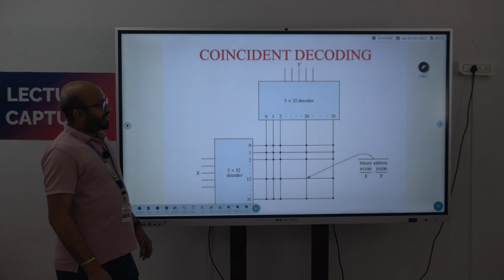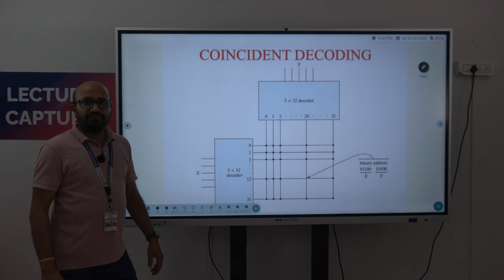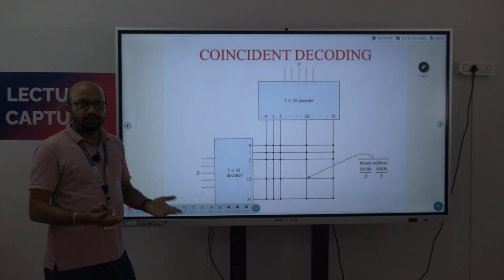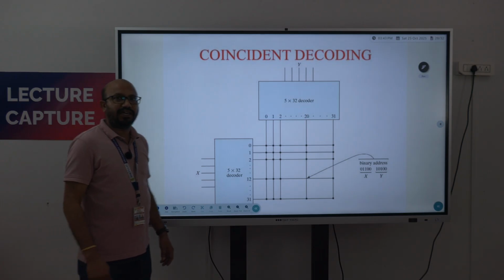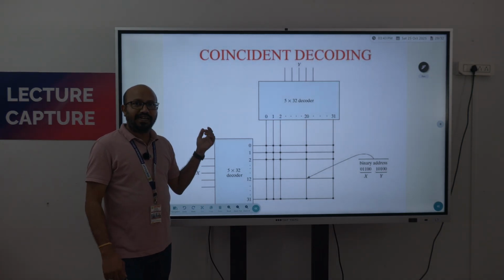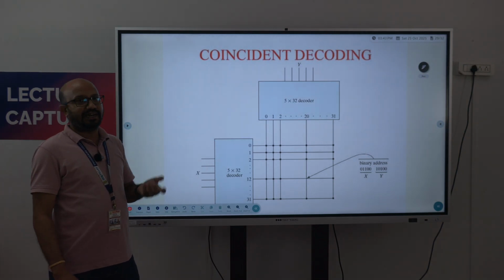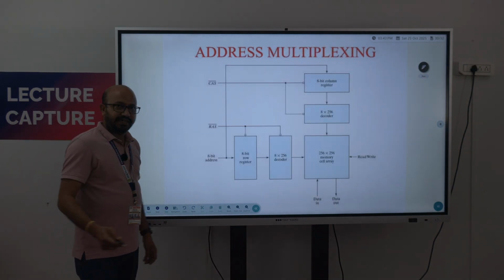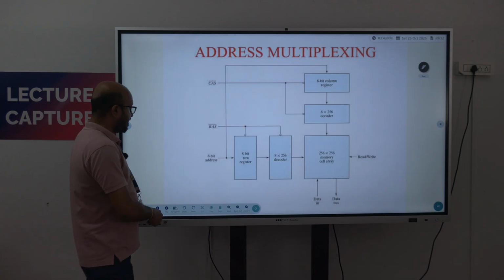So this is a decoding circuit. Combining 2 different decoding circuits, we are making a huge RAM size. Okay, huge memory. In the next class we are going to design a RAM of a different size. So this is address multiplexing.